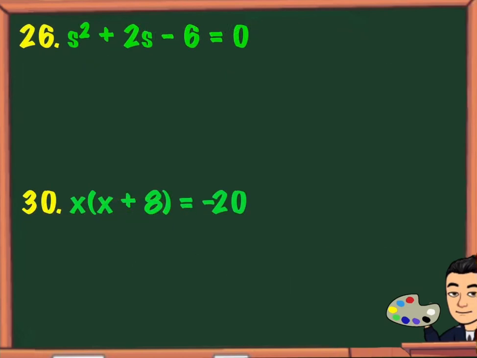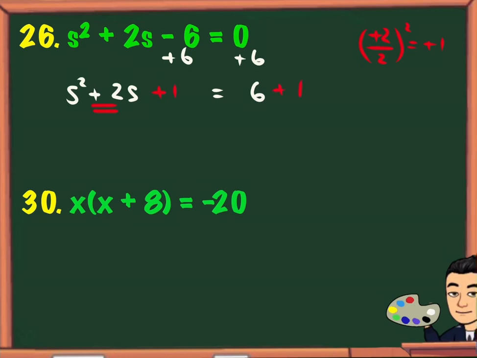Okay, so we're going to solve the equation by completing the square. First thing I want to do is add 6 on both sides. So this becomes s squared plus 2s equals positive 6. I'm going to use the positive 2 as my b value. You divide by 2 and you square it. So this is going to give you positive 1. So you're going to insert that positive 1 on the left side and the right side.